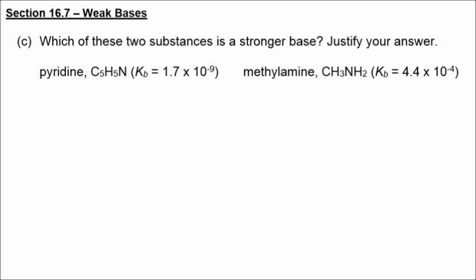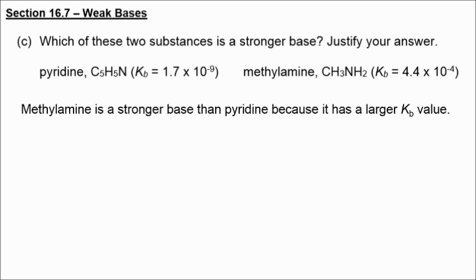Which of these substances is the stronger base? Well, earlier we said that if you had a higher Ka value, you were a stronger acid. The same rule can apply for bases. Whichever has a higher value of Kb is the stronger base. So in this case, methylamine is a stronger base than pyridine because it has a larger Kb value.